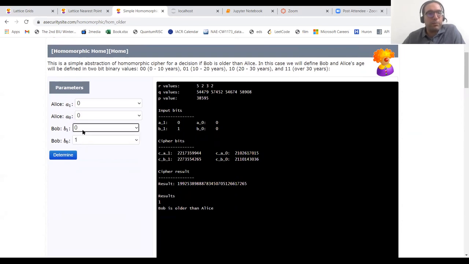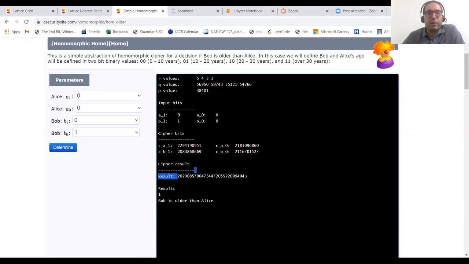And B1 and B0 is equal to 1 and 0. Instead of sending these equations, this data, to the cloud, you can convert them to ciphertext. These are values which can describe our data. After that, the operations will be performed over this encrypted data instead of our real data. And then the results will be this value.